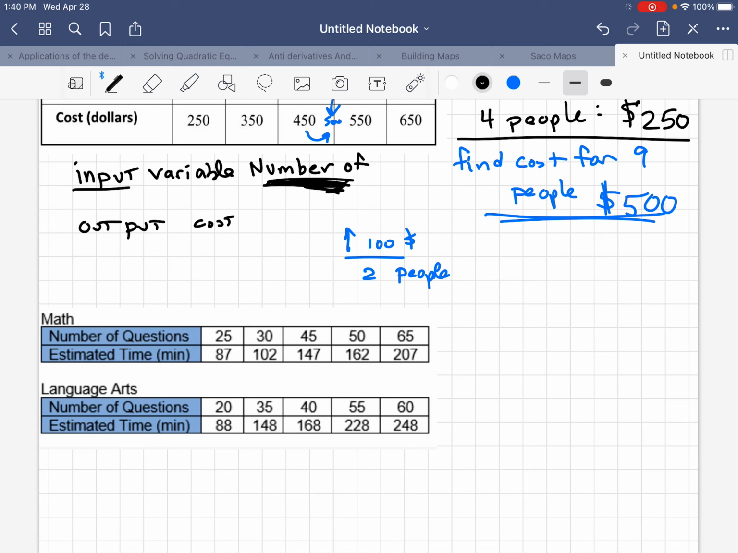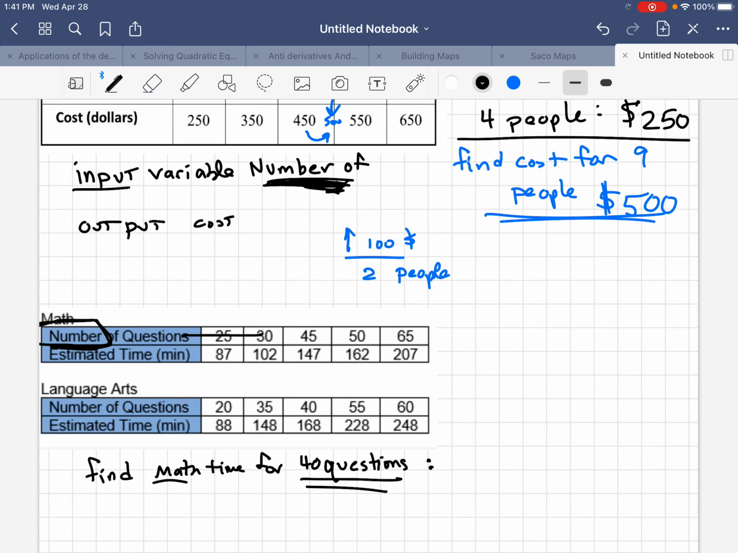Maybe the questions are going to be specific to one or the other. A question that could be asked is, how much more time... Oh, we can't do that. Sorry. Let's find the math time for 40 questions. I would call the number of questions the input, number being a good indicator of an independent variable. Again, we're looking at the math section, at about 40 questions, which is somewhere in here.